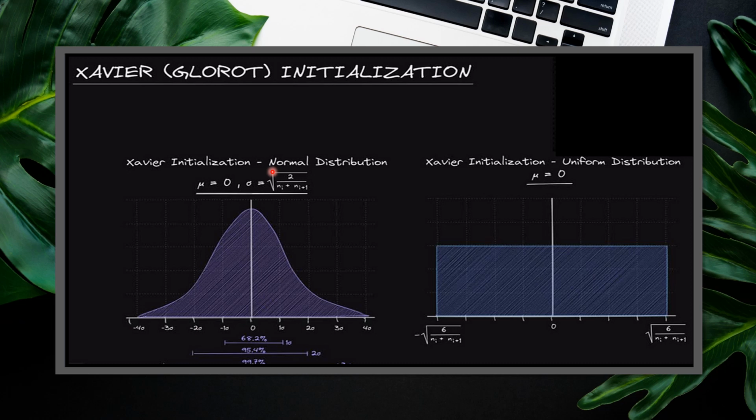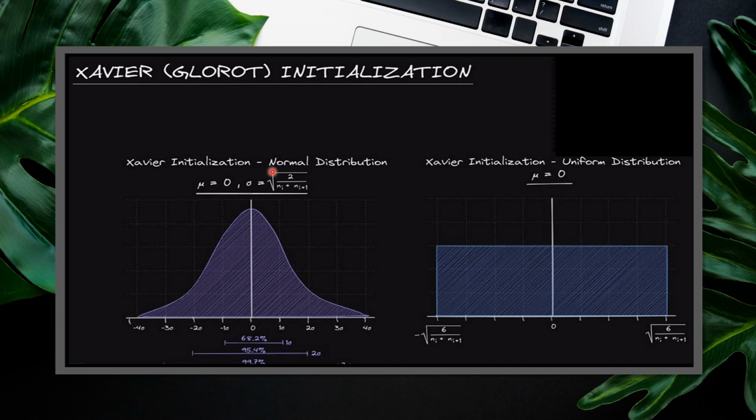Now next comes the Xavier initialization. It's also called Glorot initialization. Basically, it's a technique for initializing the weights in neural networks. So it's like choosing the right size nail for your hammer to ensure that your models are well prepared for the task at hand. And the idea behind Xavier initialization is to choose initial weights that are neither too small nor too large, which can lead to issues during the training process. So specifically, it helps to maintain the balance of the activation gradients flowing through the network during backpropagation, ensuring that the gradients are neither vanishing nor exploding.